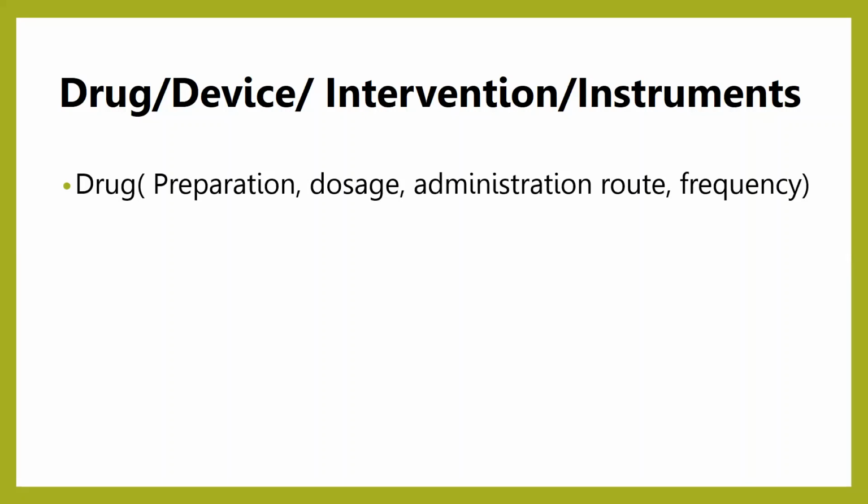Was it a local preparation or a foreign preparation, and by which company: a local company, national company, or multinational company? Then you have to clearly mention the dosage details, for example 50 milligram, 100 milligram, 200 milligram, whatever it is. Then you have to explain the administration route, whether this drug will be given orally, intravenously, subcutaneously, or intrathecally, or whatever it is. And then you have to clearly mention the frequency, whether the drug will be given daily, on alternate days, weekly, two times a day, or three times a day. So everything has to be mentioned in detail.